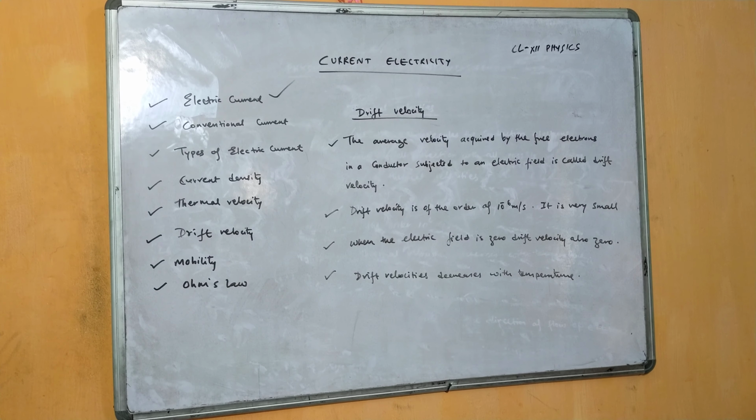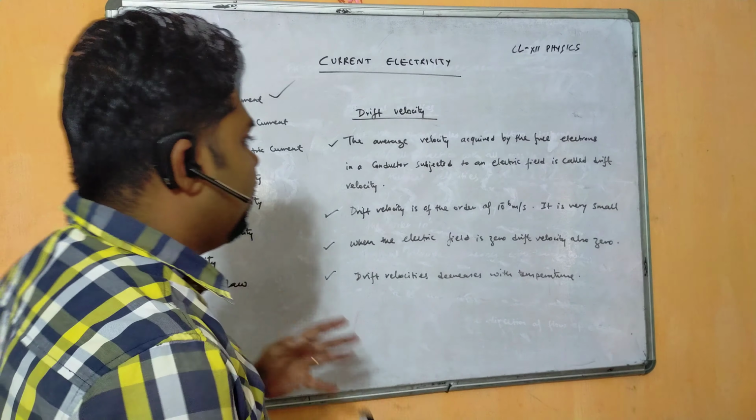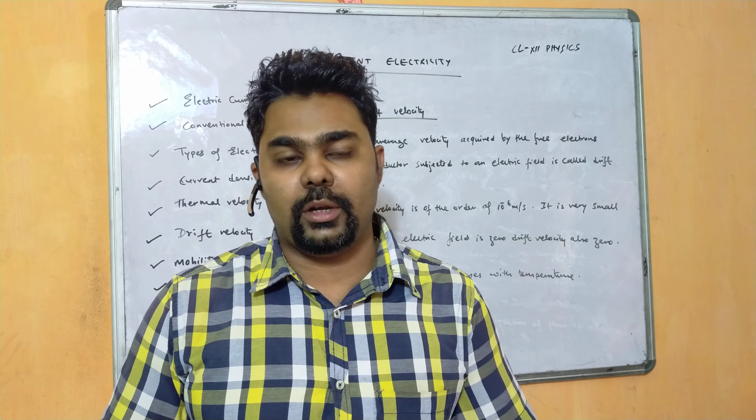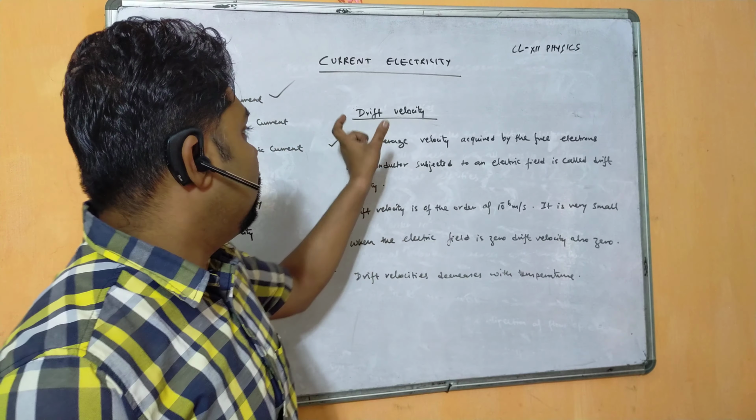The average velocity acquired by free electrons in a conductor subjected to an electric field is called drift velocity. That means if you connect a conductor with an electric field, the metal ions, the positive ions, will move towards the negative terminal, and the electrons in that conductor will move towards the positive terminal. Due to the application of an external field, the electrons or the positive ions get drifted to the opposite terminal. This is called drift velocity.